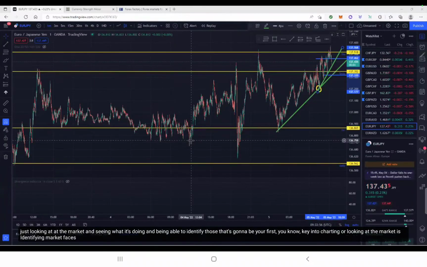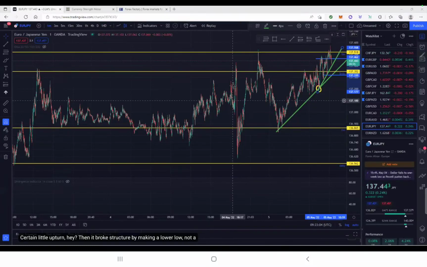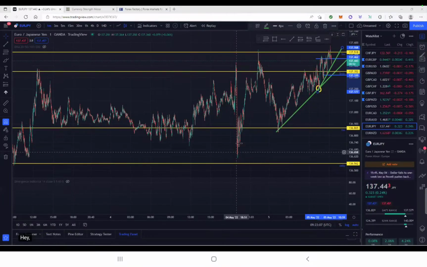So consolidation, it broke out of a consolidation, started a little uptrend. Okay, then it broke structure by making a lower low, not a higher low. Okay, broke that just to go back up. All right.